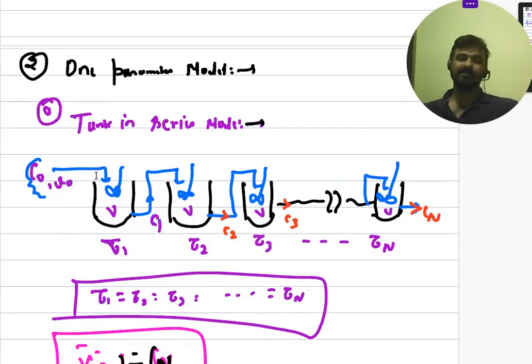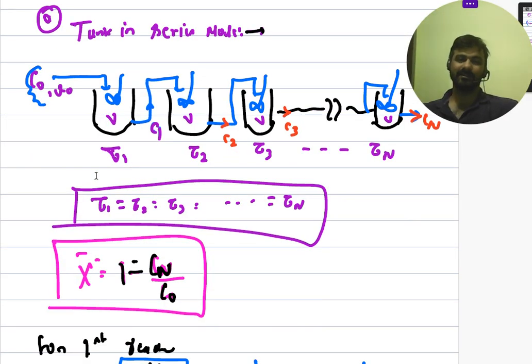Now coming to the one parameter model, in which I'll be talking about the tanks-in-series model. So here you can see that a tracer is being injected into the first reactor, where N CSTRs are connected in series, the volume of each CSTR is V, and the volumetric flow rate at the inlet of the reactor is V naught.